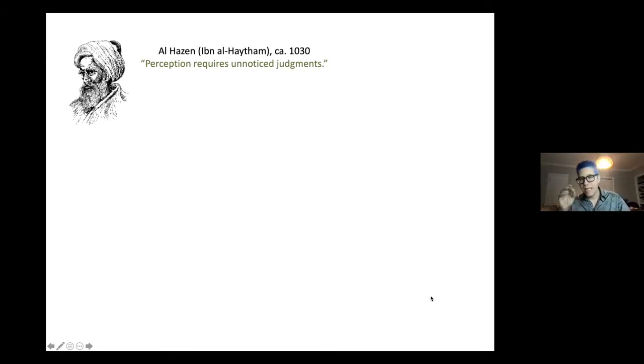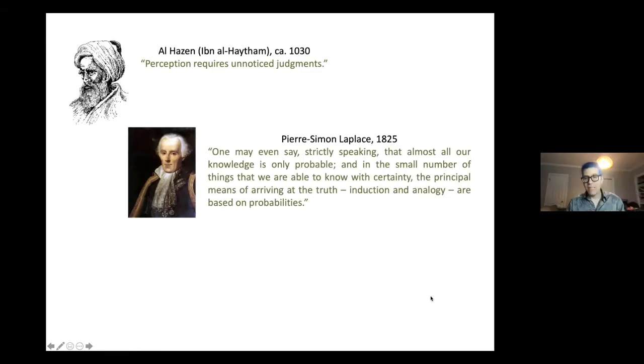So in a way, the idea is there's a world out there, I see things, and I'm making a model of how the world makes the data that I actually see. It's also nicely said a full 900 years later by Pierre-Simon Laplace. One may even say, strictly speaking, that almost all our knowledge is only probable. And in the small number of things that we're able to know with certainty, the principal means of arriving at the truth, induction and analogy, are based on probabilities.